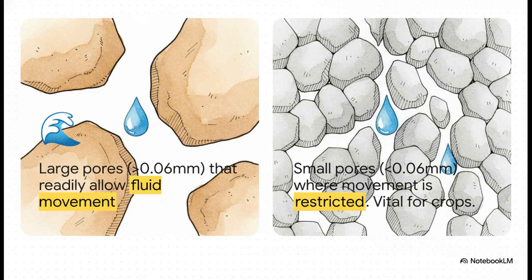Micro or capillary pores are smaller than 0.06 millimeters, and in these tiny spaces, the movement of air and water is restricted to some extent. Ideally, what you really want is an approximately equal number of both macro and micropores. That balance facilitates the absolute best drainage and aeration.